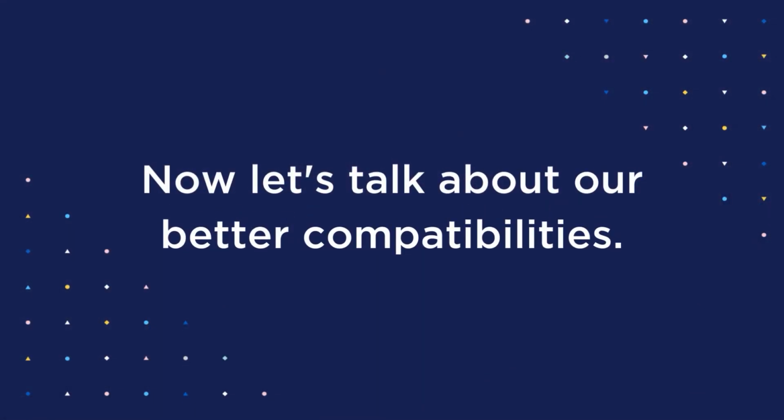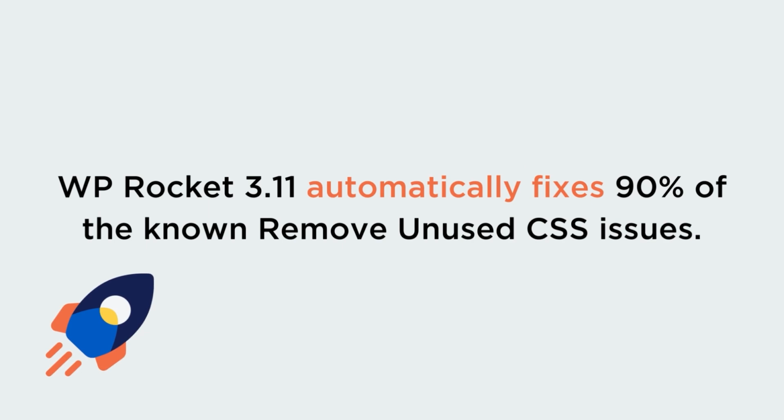Now I want to talk about our better compatibility. This major release is not only about delivering a new UI and a better availability for the remove unused CSS option. If you tried the previous remove unused CSS feature and came across any bugs or issues, you will know that WP Rocket 3.11 has way better compatibility and accuracy. To simply remove all the technical language, WP Rocket 3.11 automatically fixes 90% of the known remove unused CSS issues, and the remaining and new ones can easily be fixed without requiring a minor update either. Now, if you ask me, that's a pretty big step forward, right?